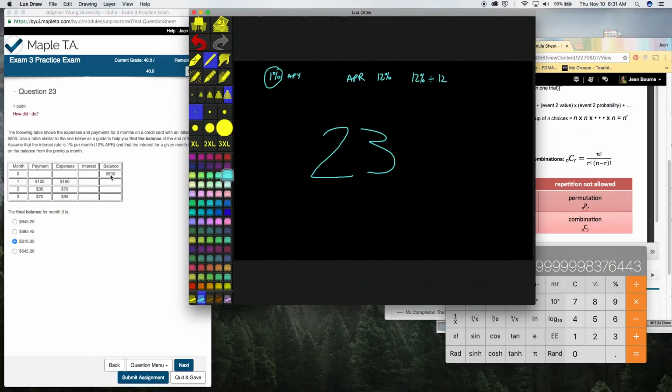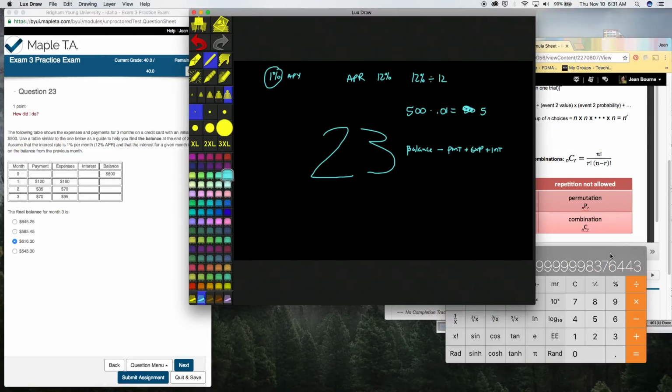So for me to find my interest on this first one, I'm going to have my previous month's balance times 1%, which is actually going to be 50, right? I'm sorry, 5. Okay, we're going to move it 2 places. So that would be $5. So my interest is going to be $5. And then I'm going to take my balance and subtract my payment. And then I'm going to add back in my expenses and my interest.